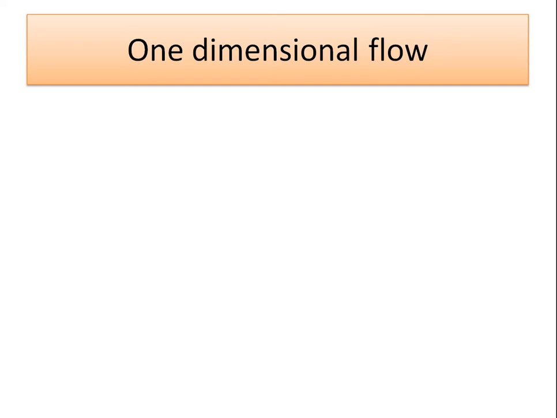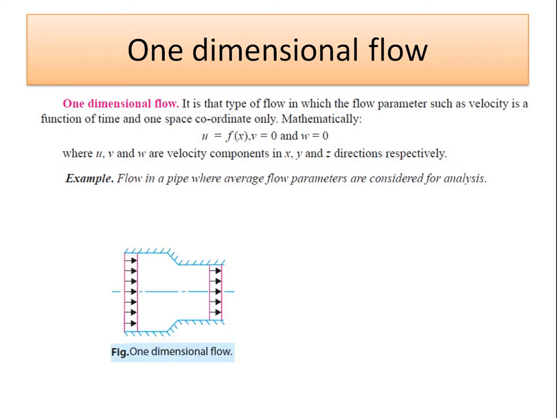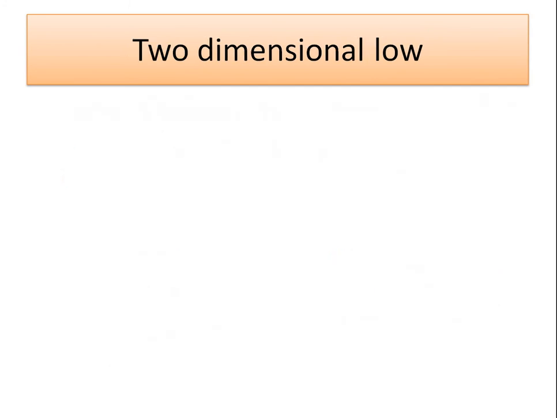Now, one-dimensional flow. It is the type of flow in which the flow pattern, such as velocity, is a function of time and one space coordinate only. Then it is called a one-dimensional flow. That is, mathematically u is a function of x, where v and w are equal to 0. That is, we are going to consider only the flow in one direction. That is, u, v and w are the velocity components in x, y, z directions, and if there is no velocity in y and z direction, then it is called a one-dimensional flow. For example, flow in a pipe when average flow parameters are considered for analysis. These are some examples of one-dimensional flow.